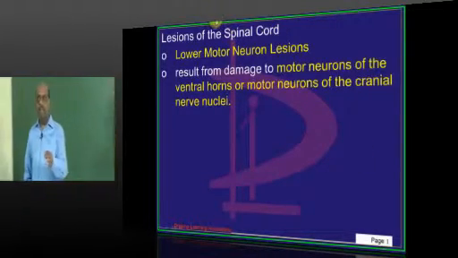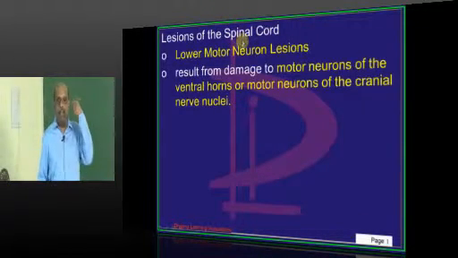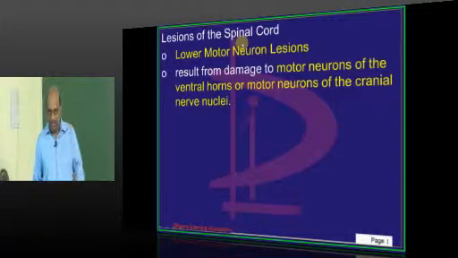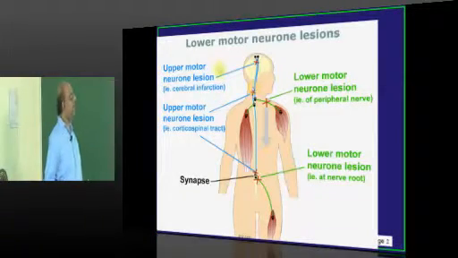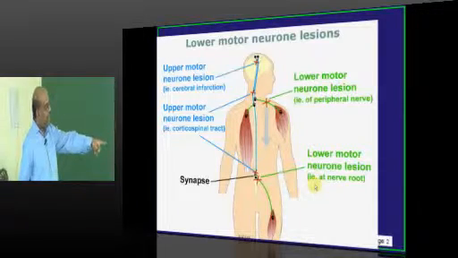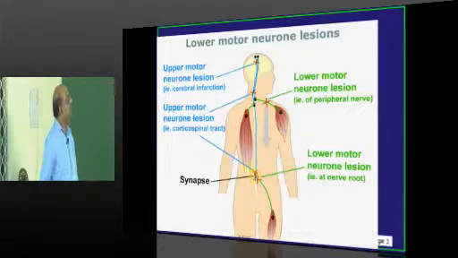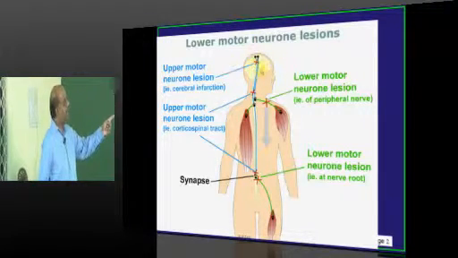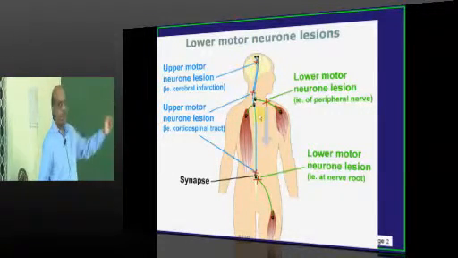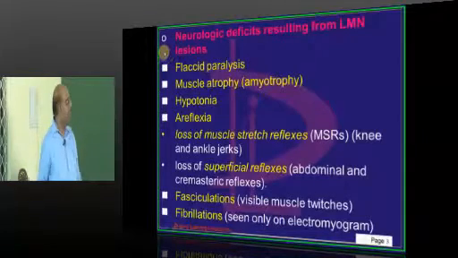Any problem in the anterior horn cell in the spinal cord or the cranial nerve motor nuclei in the brainstem constitutes an LMN lesion. It can lie in the peripheral nerve, the nerve root, or the anterior horn cell. Upper motor neuron is any lesion of the corticospinal or corticobulbar tract, such as a cerebral infarction.